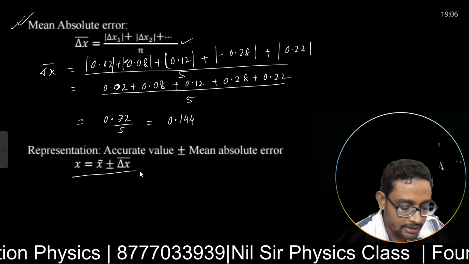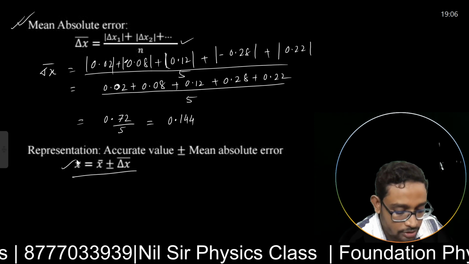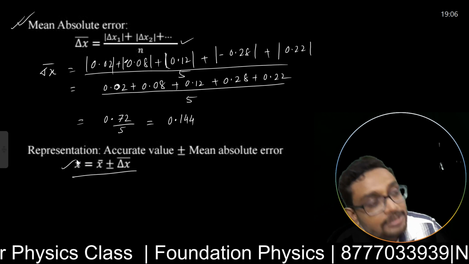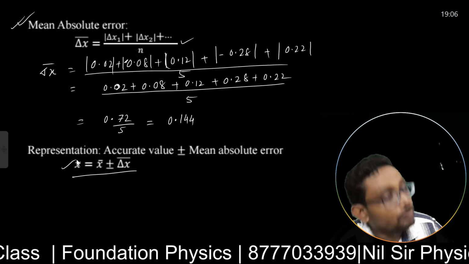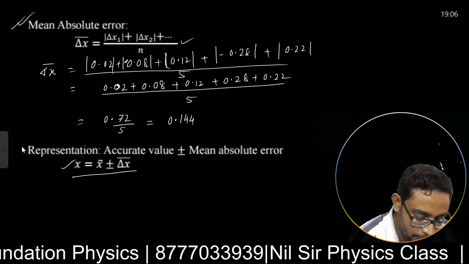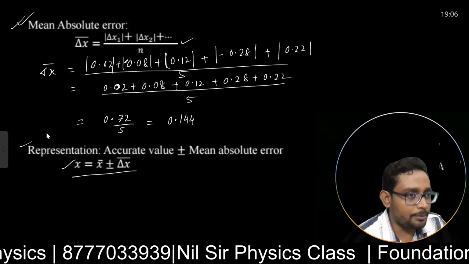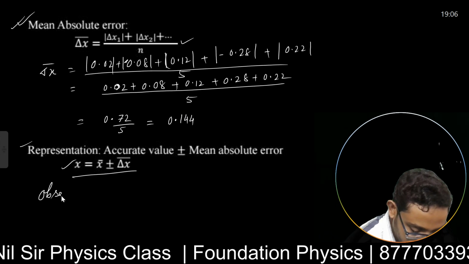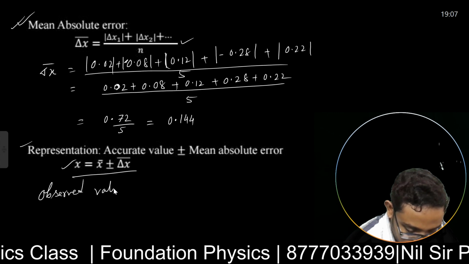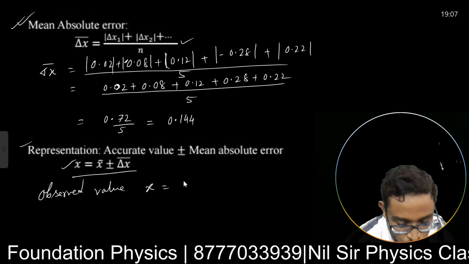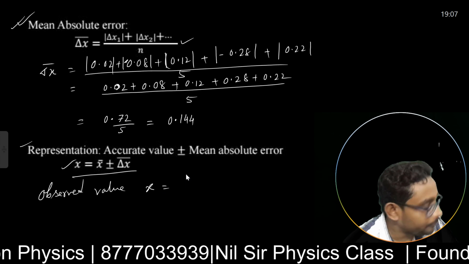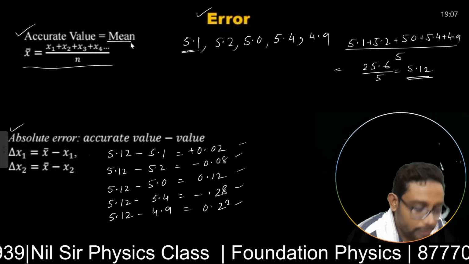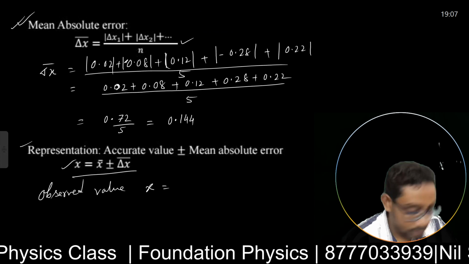Okay, clear? So your accurate result or your observed result will be what? Accurate value plus your error, with sign. So the accurate value representation means your observed result or your reading. Okay, so this is the observed result, x, equals the mean accurate value, right?